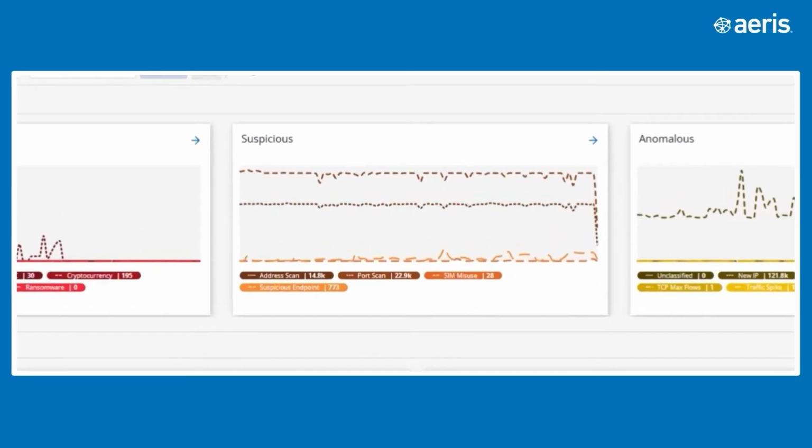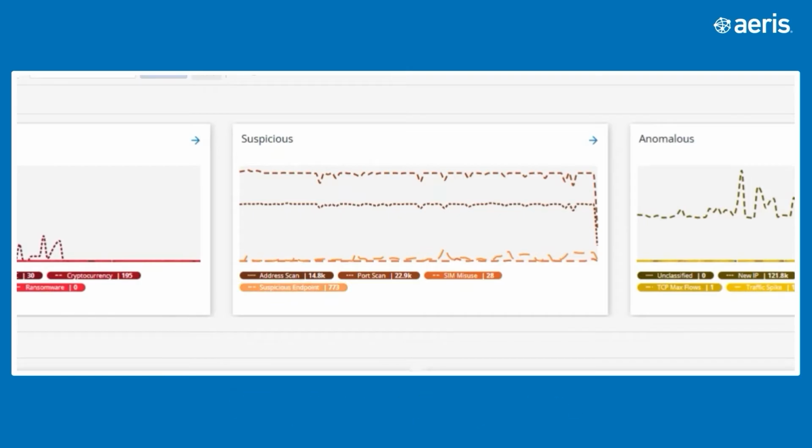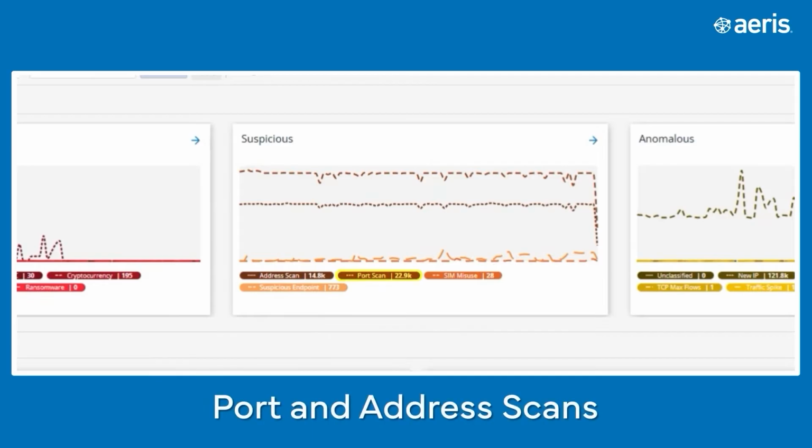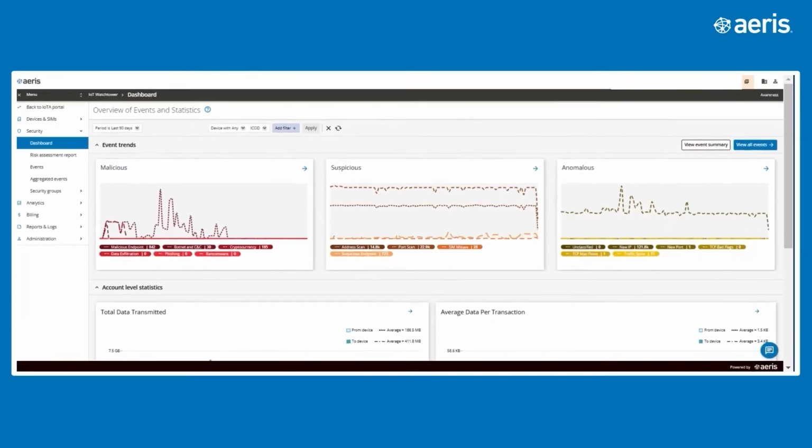Suspicious events capture emerging or unusual activity, including suspicious endpoints for highlighting emergent domains, as well as configuration or security policy-based violation events. Port and address scans use behavioral analysis to detect reconnaissance attempts. SIM misuse is flagged when it's detected that a SIM card has switched devices, often a sign of misuse or compromise, and displaying a different IMEI. These early warnings often stop attacks before they escalate.